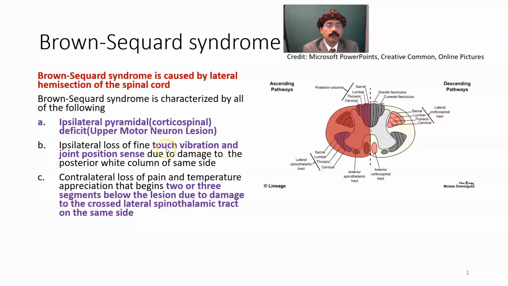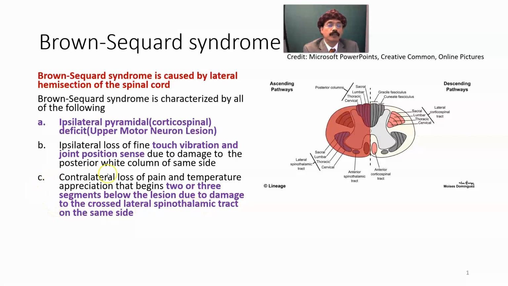Ipsilateral loss of touch, vibration, and joint position sense due to damage to the posterior white column of the same side. Ipsilateral means same side. Contralateral means other side. We have contralateral loss of pain and temperature appreciation that begins 2 or 3 segments below the lesion due to damage to the crossed lateral spinothalamic tract on the same side.